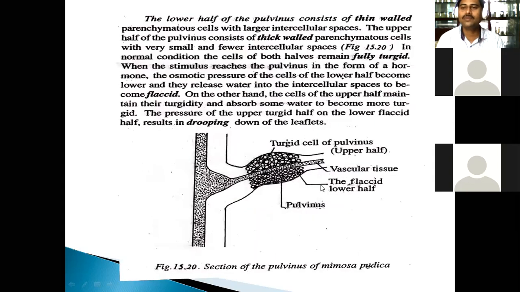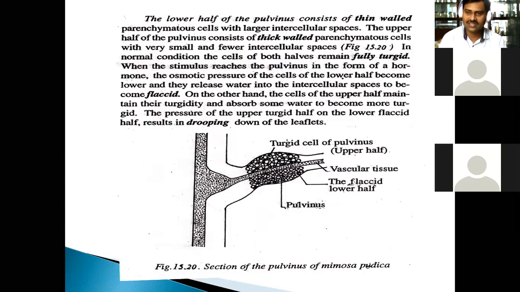So the lower half of the pulvinus consists of thin-walled parenchyma with larger intercellular spaces. The upper half of the pulvinus consists of thick-walled parenchyma cells with very small and fewer intercellular spaces. So in the normal condition of the cell, both halves remain fully charged.